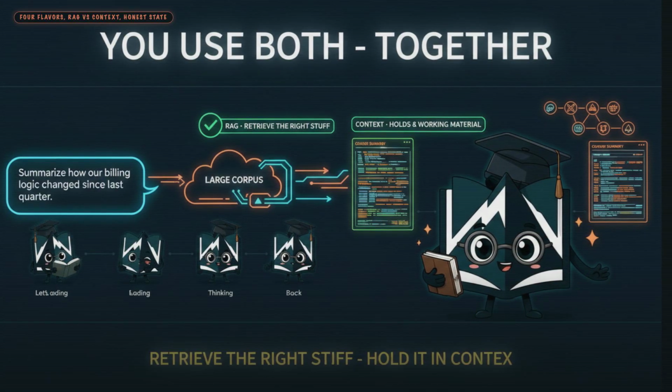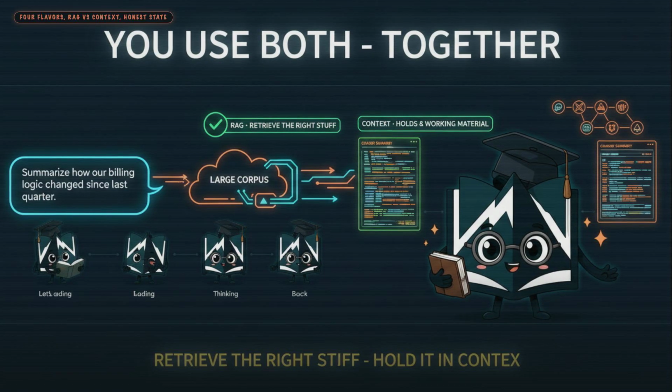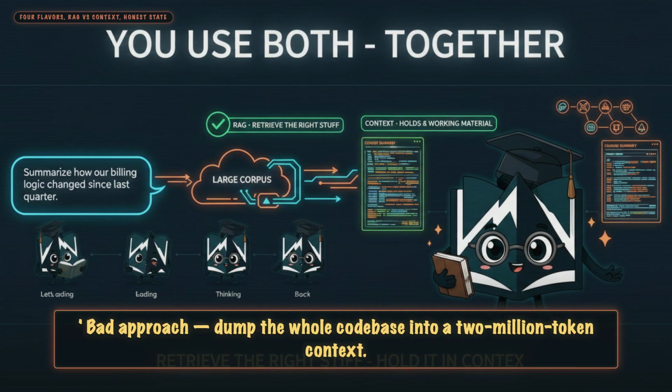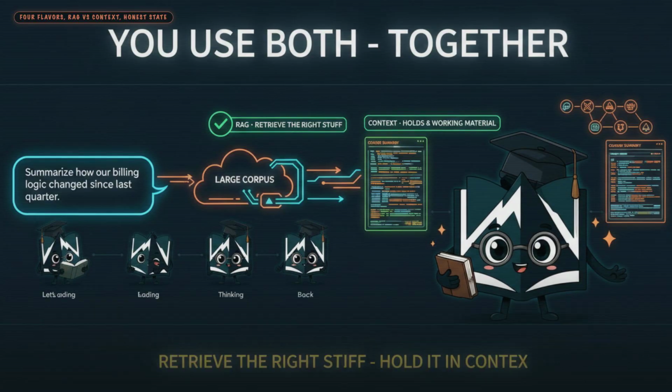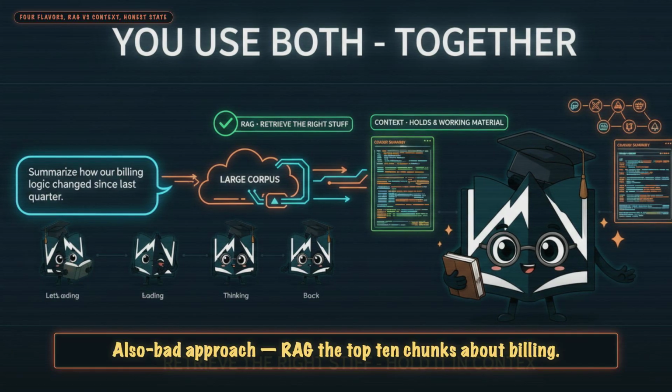Concrete example. You ask your agent to summarize how our billing logic changed since last quarter. Bad approach: dump the whole codebase into a 2 million token context. Slow, expensive, the model gets lost. Also a bad approach.